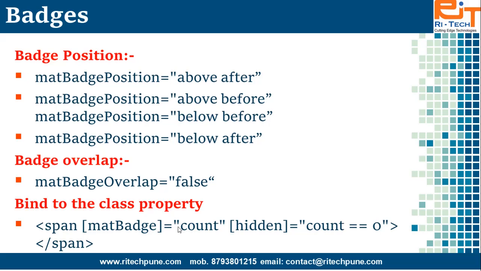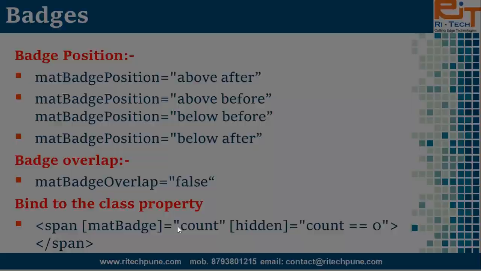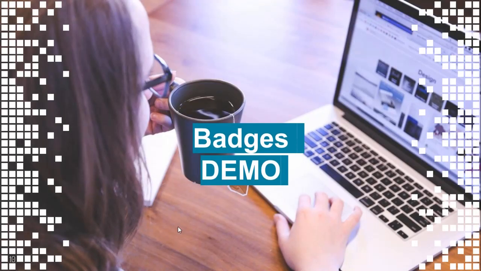So you can also write some conditional code, like if value is 0, then hide the badge, or if value is non-zero, then show the badge. Such kind of arrangement you can do using a hidden directive. And you can bind the class property to the mat badge using a property binding syntax, using the square bracket [matBadge] equal to the variable name. Now let's try to have a practical demo of badges.